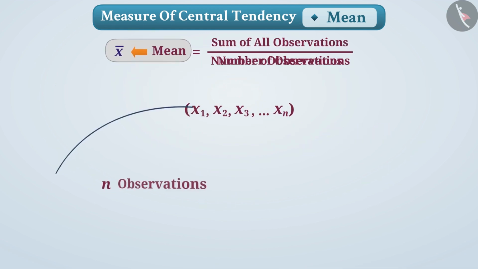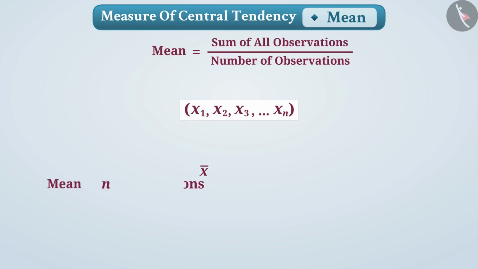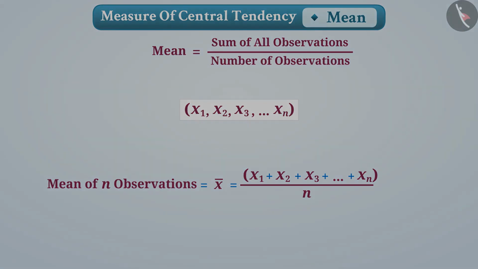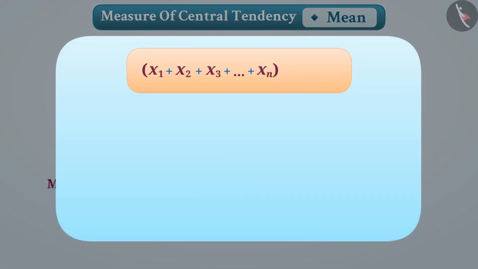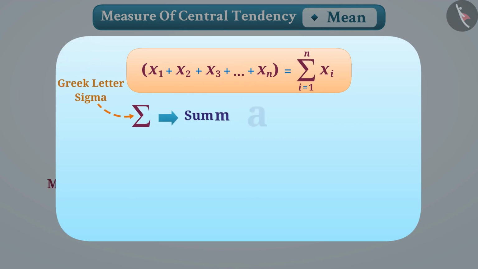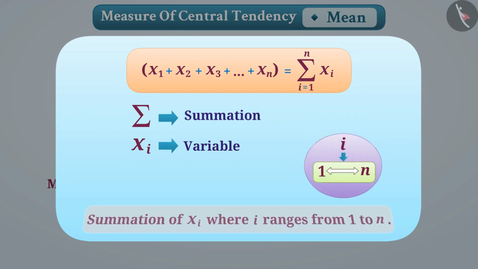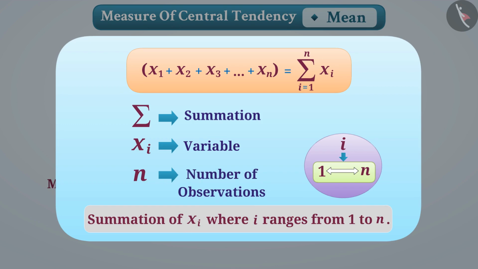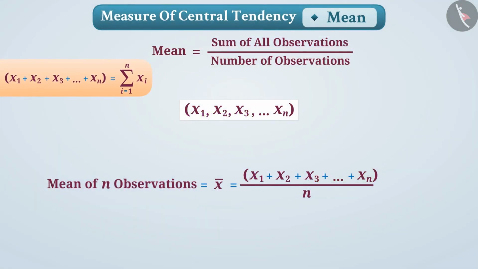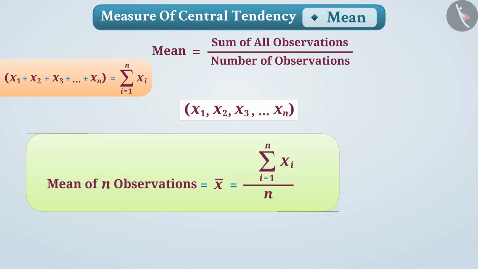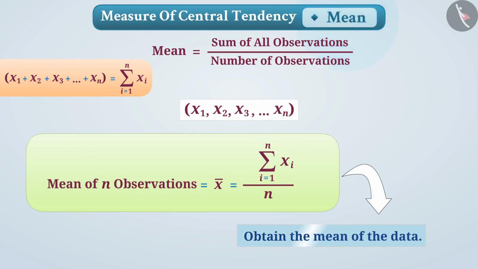If we are given n observations like this, then their mean can be written as follows. For our convenience, we can represent the sum of observations in this way, where the Greek letter sigma denotes summation, xi is a variable where i is any natural number from 1 to n. We read it as summation of xi where i ranges from 1 to n. Here n represents the number of observations. With its help, we can now represent the mean in this way. We use this formula to obtain the mean of the data.